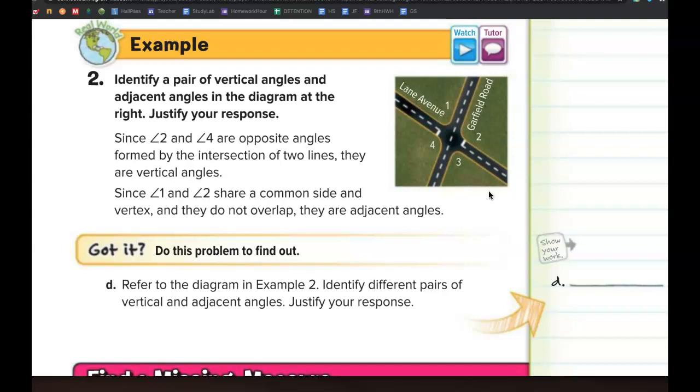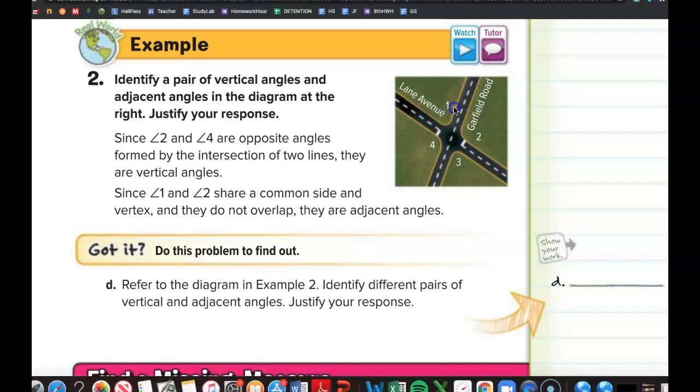So looking at this picture, who would angle 1's vertical partner be? Sean? 3, because it looks directly across from it. Whose vertical buddy would 2 be? Callie? 4, because it looks directly across from it.